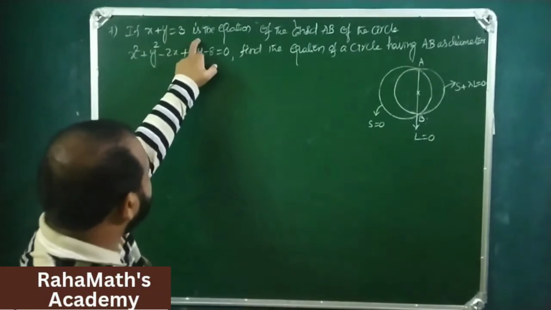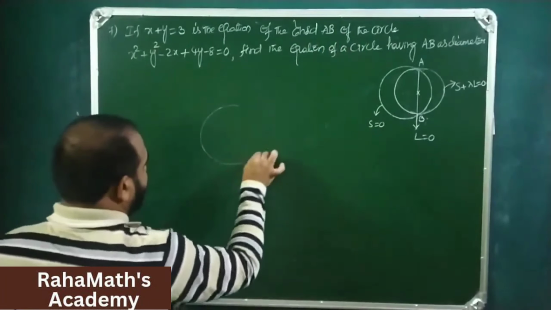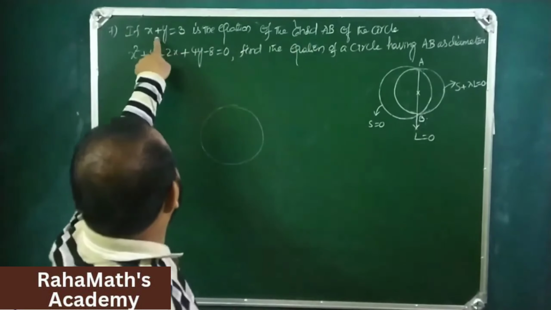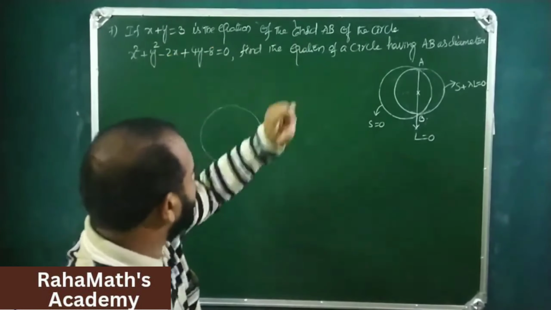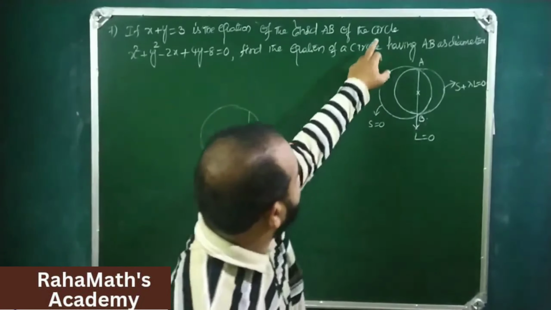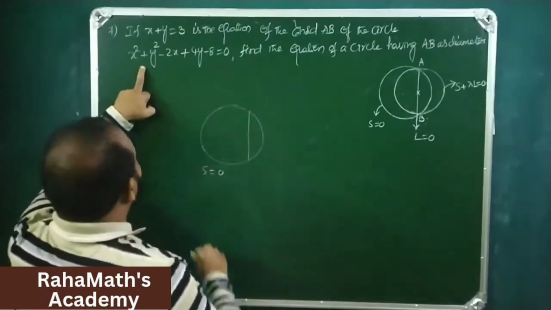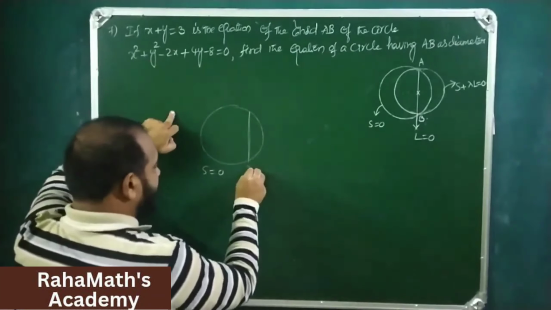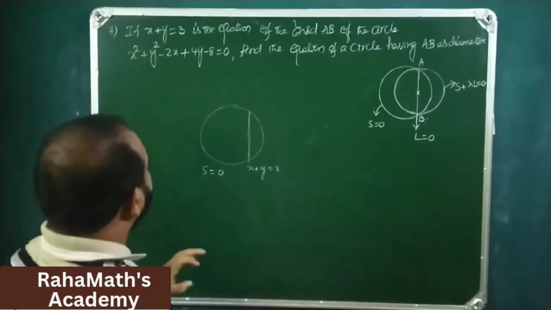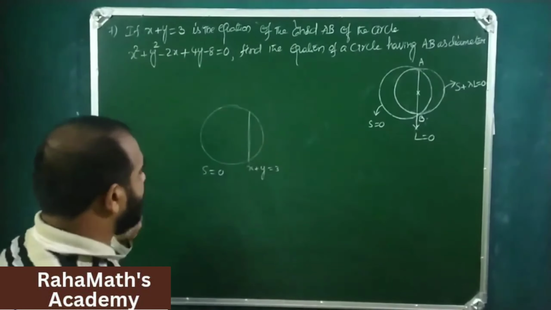If x plus y minus 3 equals 0 is the equation of the chord AB of the circle, the circle is like this. So x plus y equals 3 is the chord AB. Let us suppose this is the chord. So the circle here is S equals 0, and for this circle, this line x plus y equals 3 is the chord.